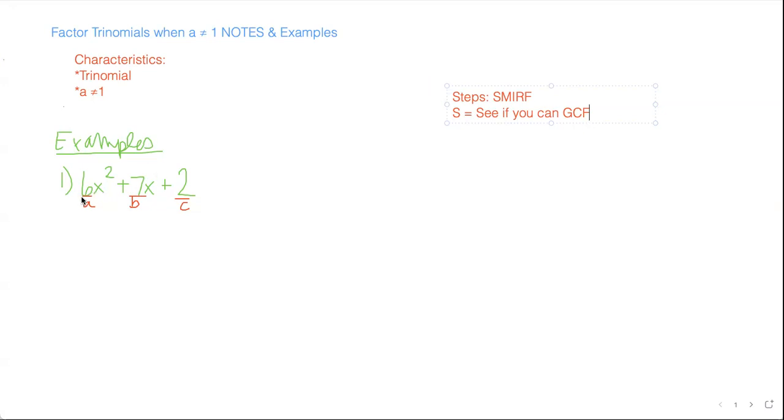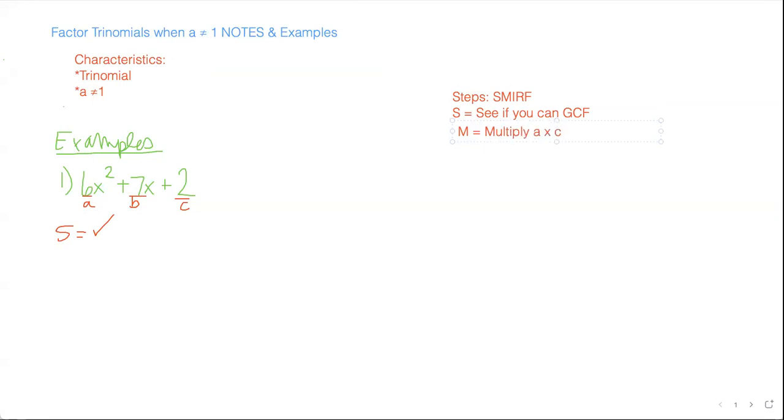But if we look at this problem here, we cannot GCF. 6, 7, and 2 do not have anything in common, and our X's are not all in a line, they all don't have an X. So I'm just going to put a check mark by the S and say that I am done. We tried to GCF, it didn't work. Now, step M stands for multiply A times C.